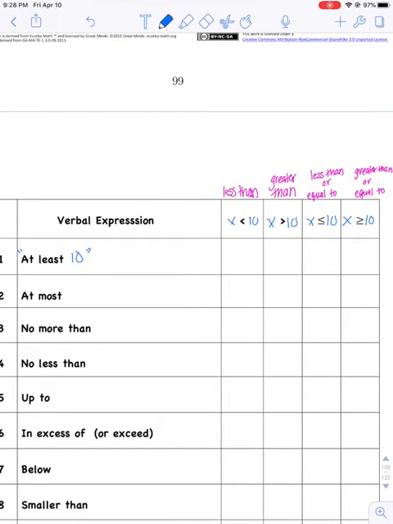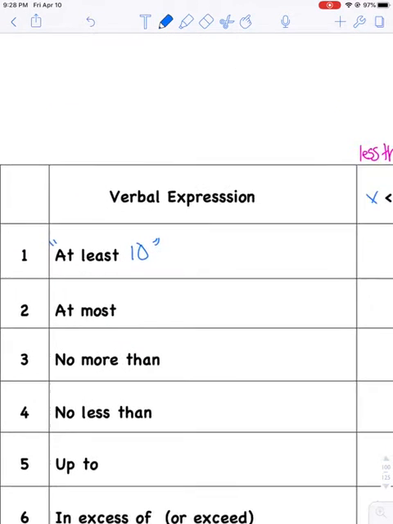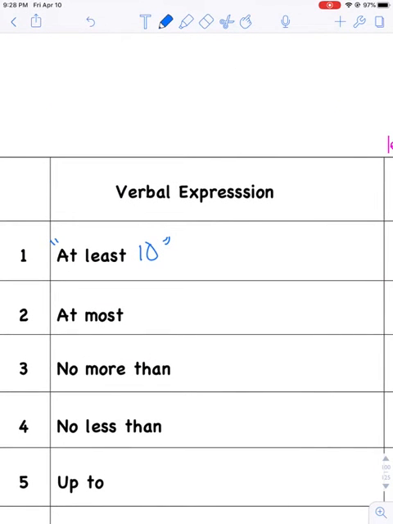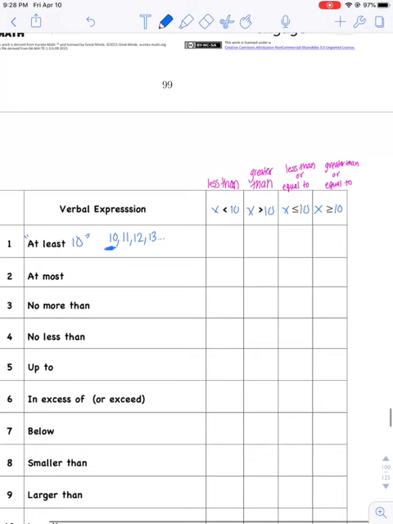10 is a random number that I picked. I could have picked any number in the world. So think to yourself, what are some numbers that are at least 10? First of all, is 10 at least 10? Yes. So 10 is an example of an answer. 11 is at least 10. 12, 13, and so on. So it looks like the numbers I'm looking for would be exactly 10 or numbers that are bigger than 10. So which one of these would give me exactly 10 or numbers that are bigger than 10?